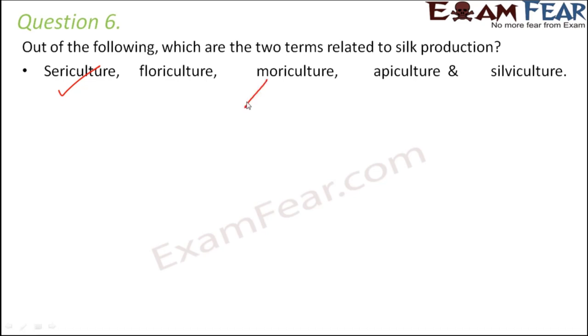Next is moriculture. What is moriculture? Moriculture is about cultivation of mulberries. So do you think that mulberries are related to silk production? Yes, of course, because mulberries are food for a lot of silkworms, and those silkworms produce mulberry silk, which is a very common type of silk. So moriculture again is related to silk production. Apiculture is related to honeybees, so it is not related to silk production. And silviculture again is not related to silk production. So only sericulture and moriculture are related to silk production.